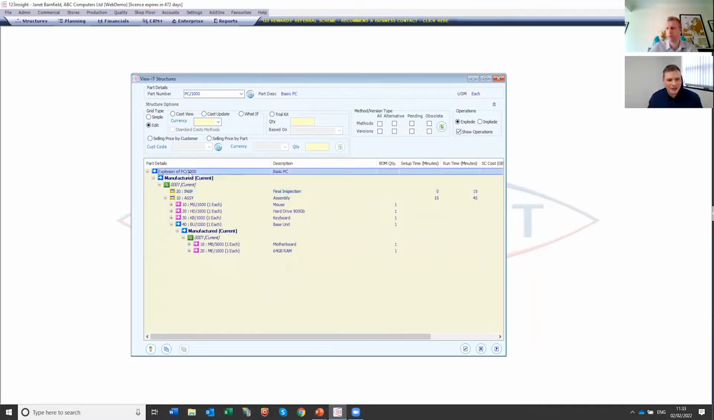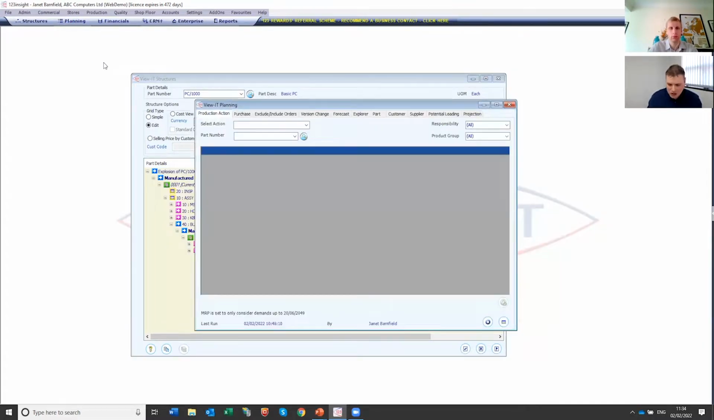So think about this now at this top level here, the PC 1000, the saleable part. We've got demand in, we've got a sales order in place. I'm going to let you into a little secret. I don't have any stock of any of these lower parts. So to keep it really clean here, I put no stock in place. There are no orders coming in. So we're going to go now and run MRP.